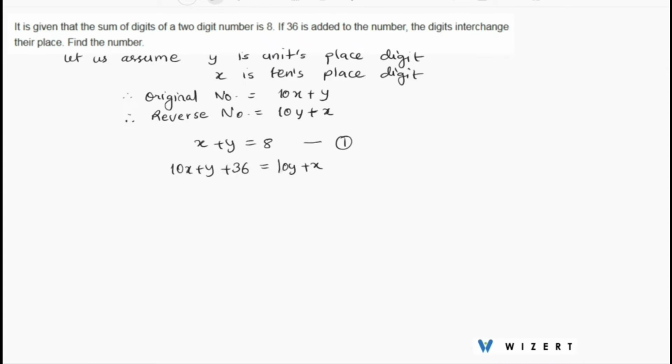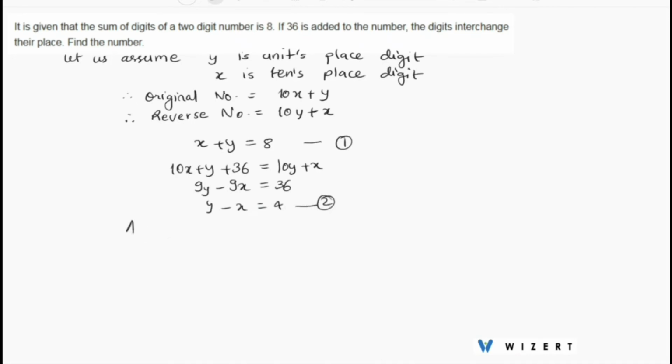So now let's get the like terms together here. So 10y minus y is 9y and x minus 10x is minus 9x. So 9y minus 9x is equal to 36. If we divide all of this by 9, we get y minus x equal to 4. Let's name it equation 2.